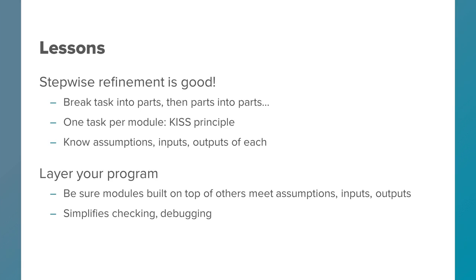By having layers of abstraction of your program, you can validate that, in fact, the modules that are built on top of one another have inputs and outputs that reflect consistently. It simplifies checking, it simplifies debugging, and you can change the internals of the routines without affecting anything at a higher or lower layer, because the only thing those layers see are the interfaces.